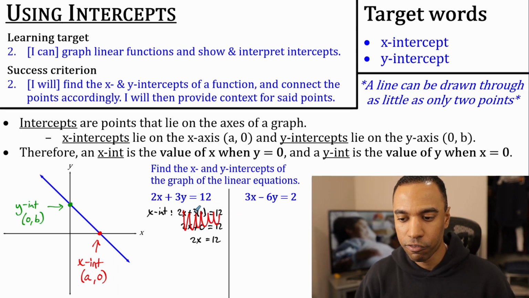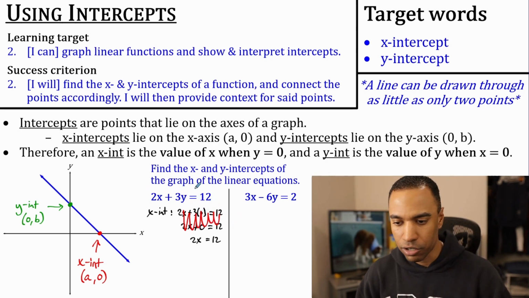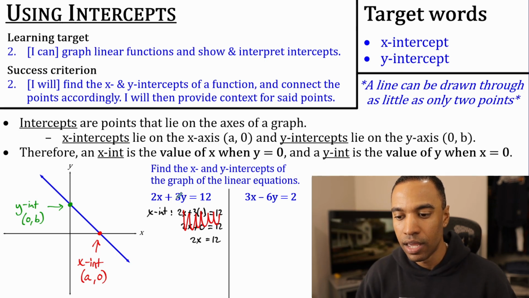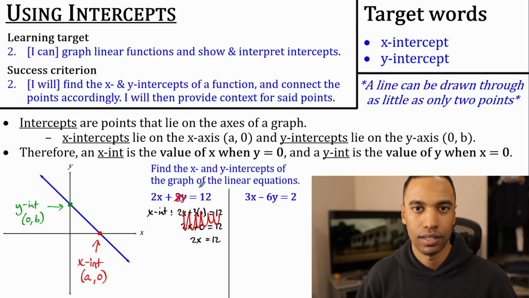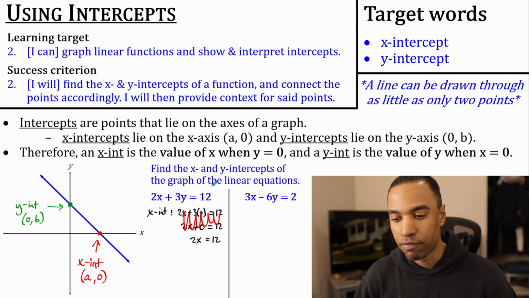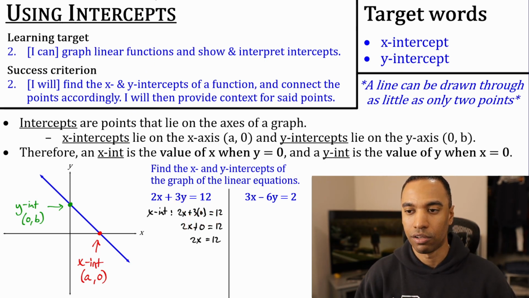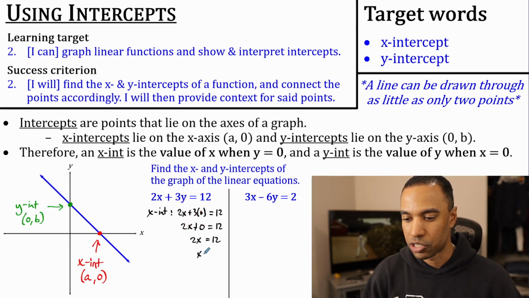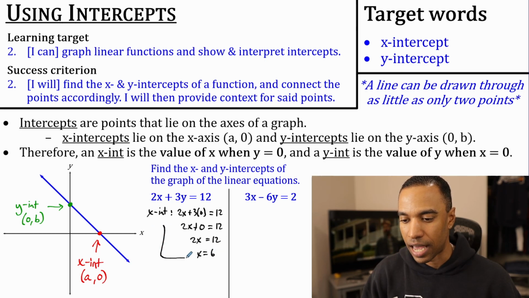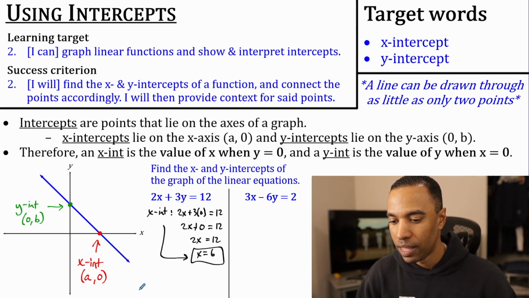When I substitute 0 for y, that term goes away. This is standard form. In this form right here, there's just that y. This term just goes away. And it just says 2x equals 12. That's very easy for me to use to solve. Divide both sides by 2, we get x equals 6. So the x-intercept is 6. Therefore, the coordinate pair is 6, 0.